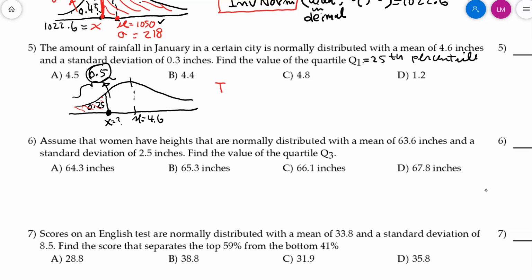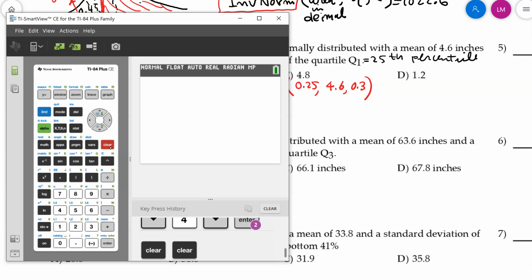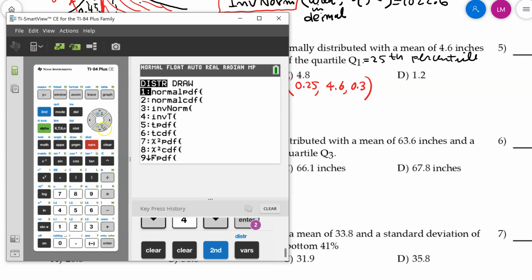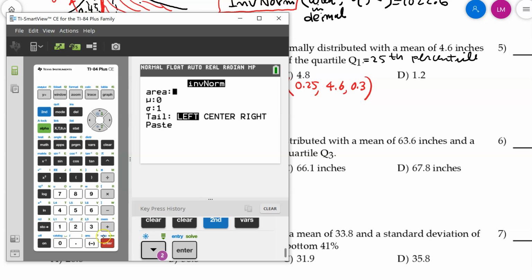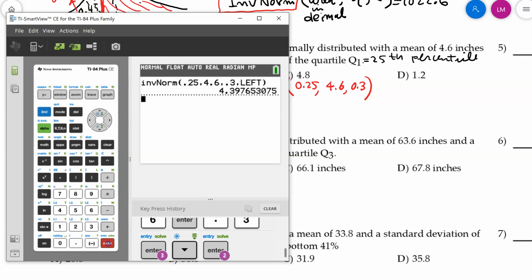So how are you going to put it? Inverse norm and 3 numbers: 0.25, the mu, 4.6, sigma, 0.3. So you put inverse norm. Now second bars, go to 3, and you put 0.25. Enter. And then 4.6. Enter. And then 0.3. And then you keep it left. Please go down. And then here one more time.